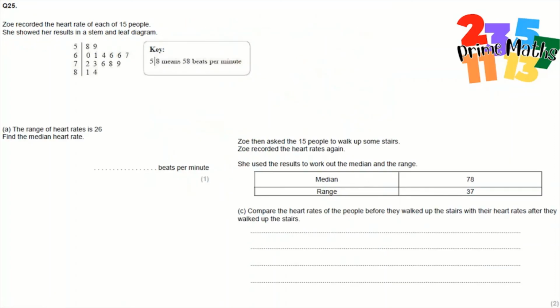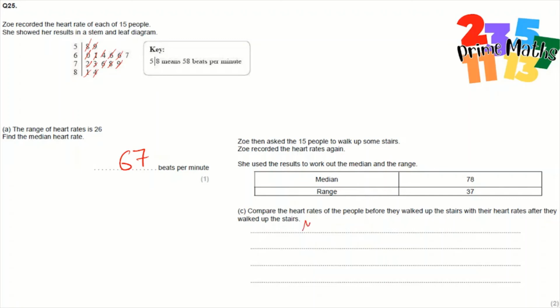We have a stem and leaf diagram that shows us beats per minute of heart rates of 15 people. It tells us the range is 26, which is useful for the second part of the question. The median heart rate, we can cross off a value from each end. And our median is 67 beats per minute. We have a new set of data with a median and a range, and we have to compare the rates of people's heart rates before they walked up and after they walked up the stairs.